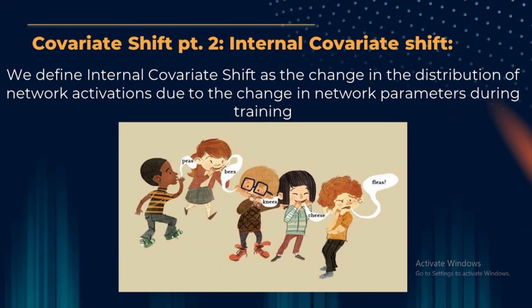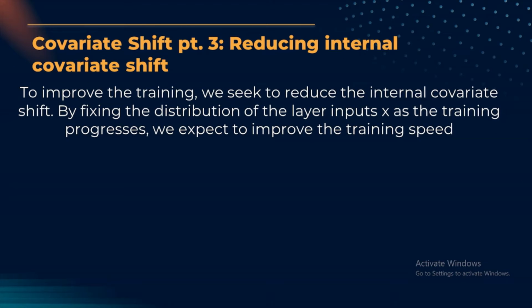We define internal covariate shift as the change in the distribution of network activations due to the change in network parameters during training. After that, we reduce internal covariate shift. So to improve the training, we seek to reduce the internal covariate shift by fixing the distribution of the layer inputs x. As the training progresses, we expect to improve the training speed.